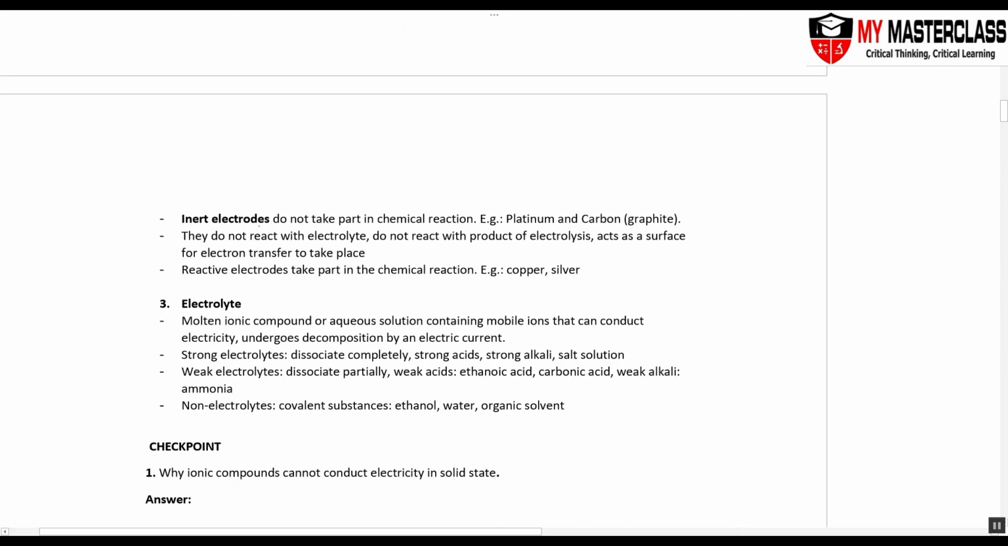Inert electrodes do not take part in the chemical reactions. Example, platinum, the only metal that's inert, and graphite. Graphite has delocalized electrons between the layers. So they do not take part in the reaction. They just provide a surface for the chemical reactions to take place. They do not react with the electrolyte, and they do not react with the product. They just act as a surface.